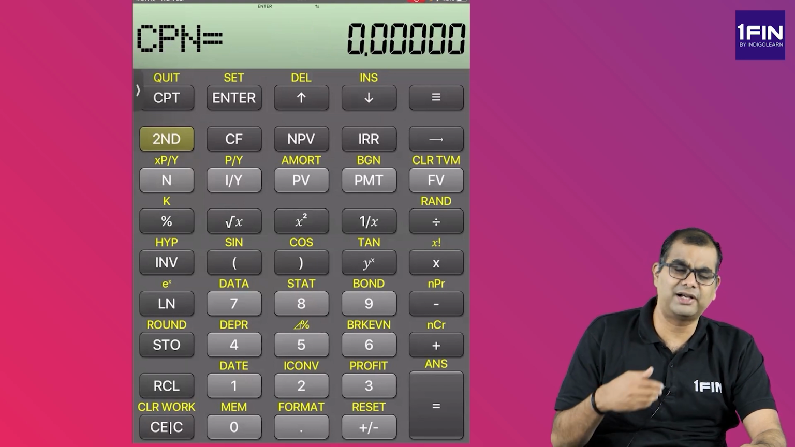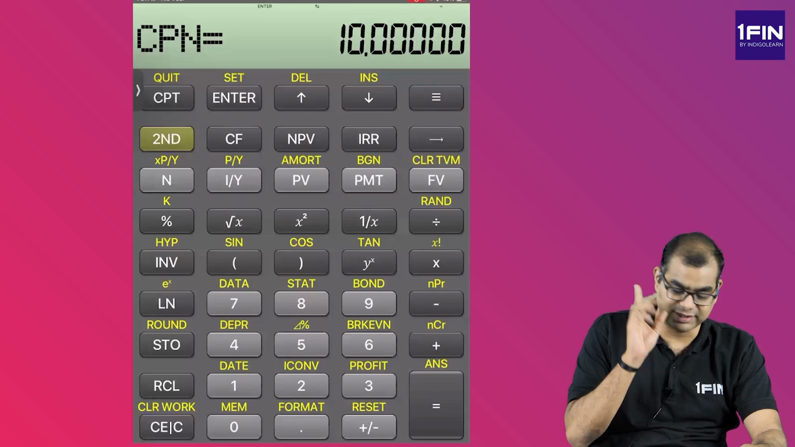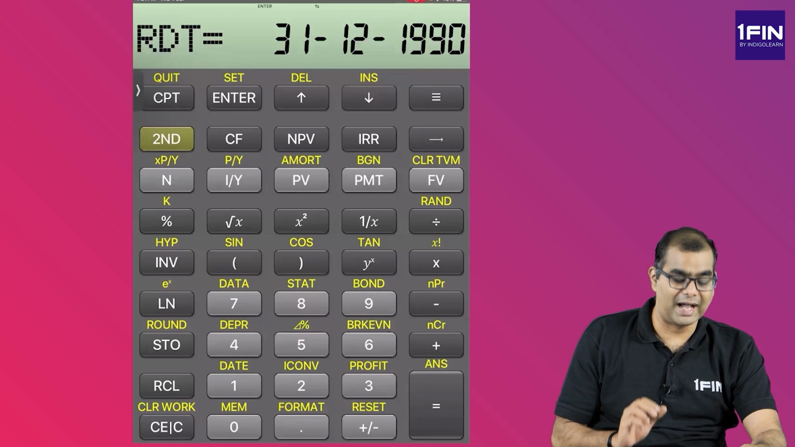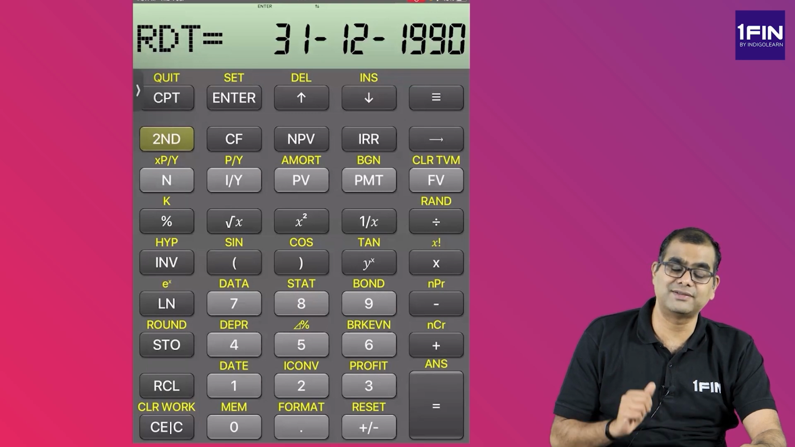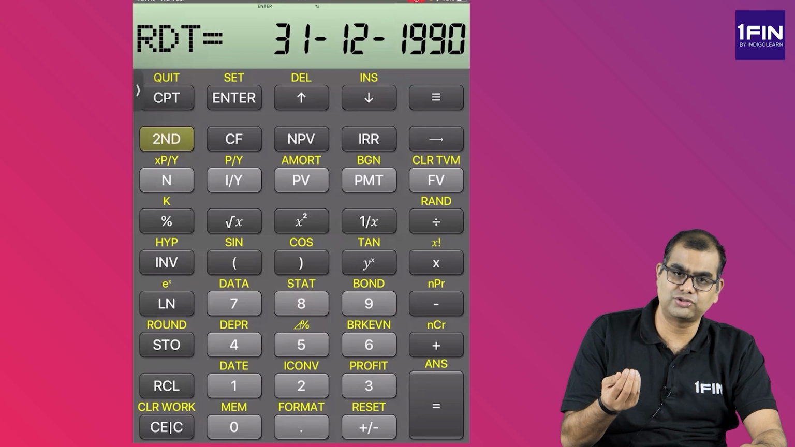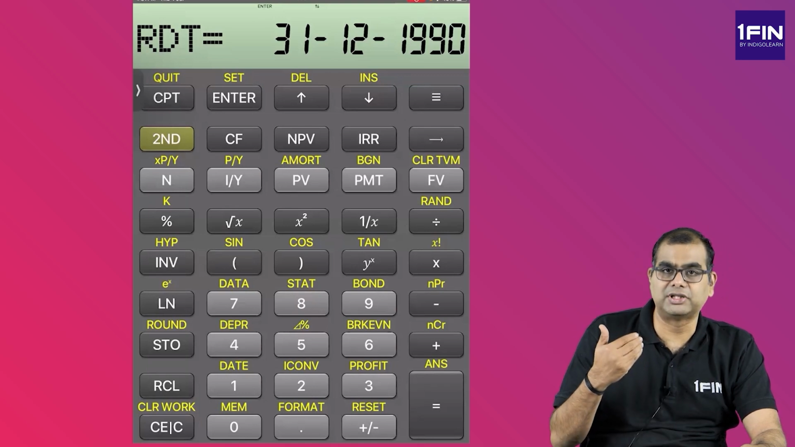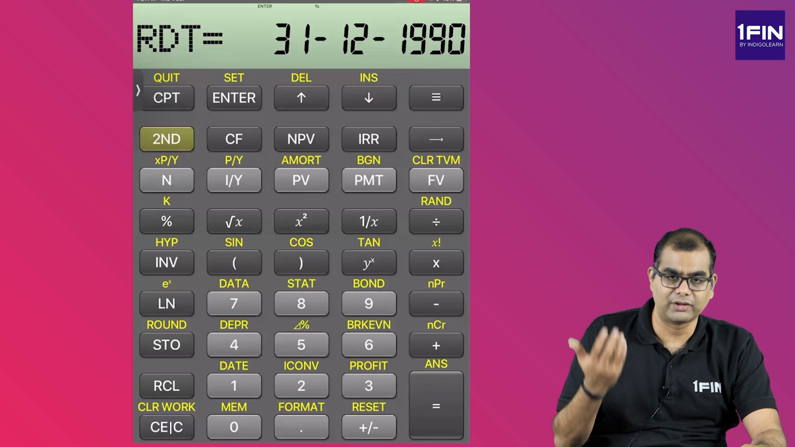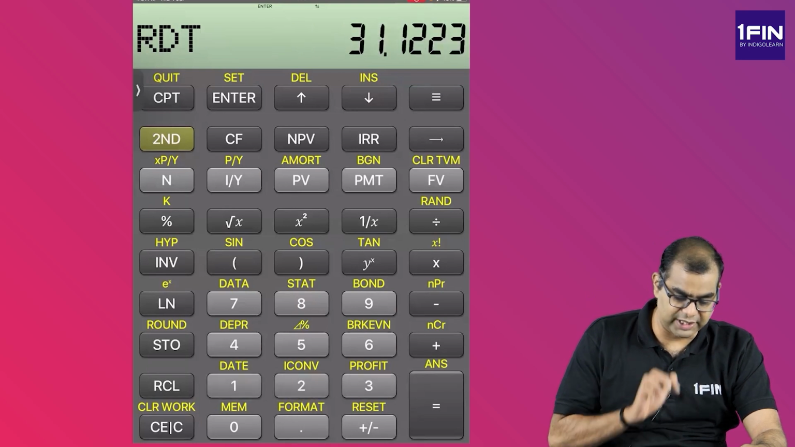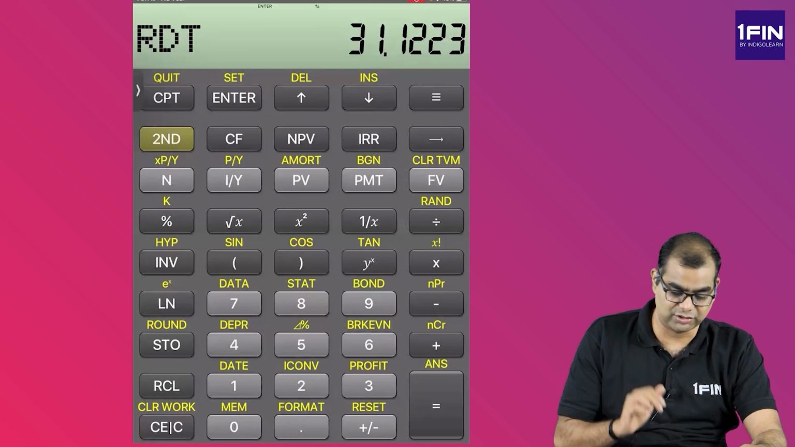What is the coupon that is there? Let us assume that the coupon is 10. Press enter. So coupon is 10. Now press down arrow. RDT. What is RDT? Redemption date. We invested on 1st Jan 2020. Let us assume that the redemption is 31st December 2023, so 31.1223. We had 20, 21, 22, 23. We have 4 years.